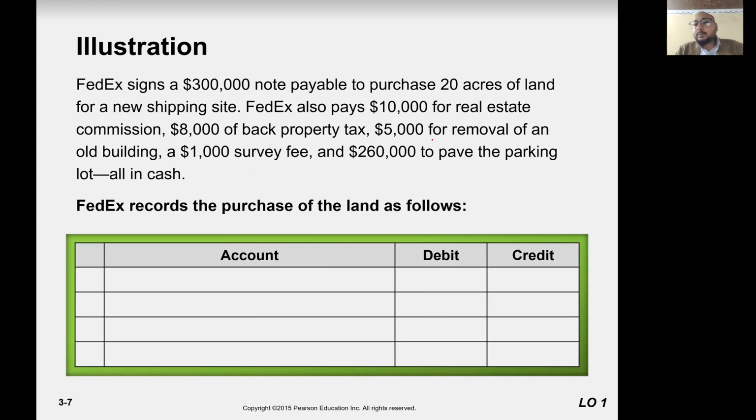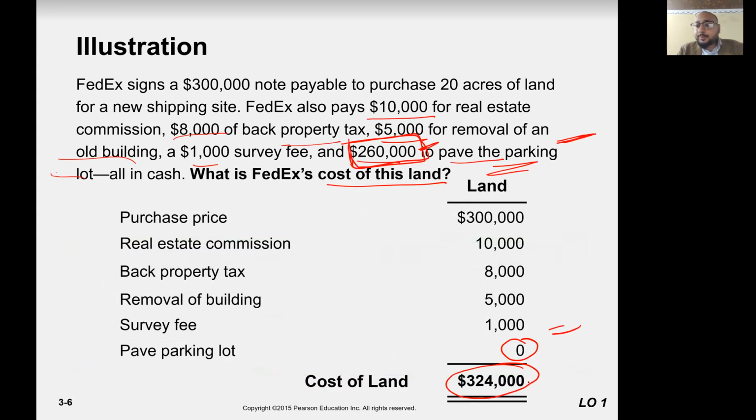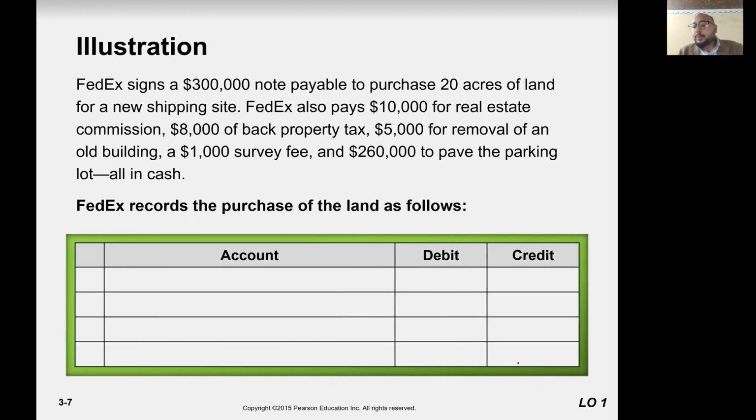So what would be the entries? You purchase land not for 300,000. Your total price is going to be 324,000. So what would be the entry? You paid through notes payable with 300,000. The rest you paid through cash. So what will be the value of the land? Land increased by 324,000, right?